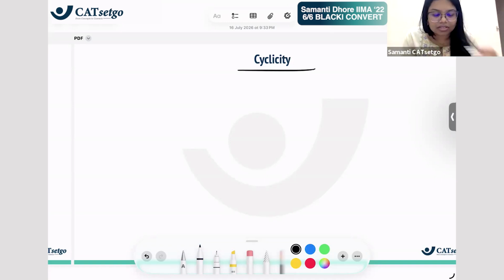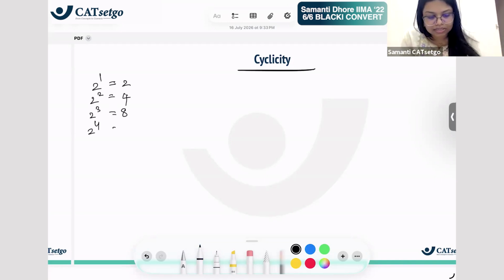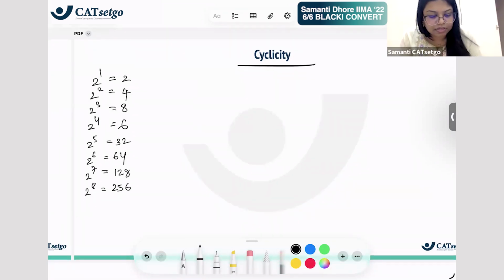Cyclicity basically is a concept which tells us, take the number 2. 2 raised to 1 is 2, 2 raised to 2 is 4, 2 raised to 3 is 8, 2 raised to 4 is 16, 2 raised to 5 is 32, 2 raised to 6 is 64, 2 raised to 7 is 128, 2 raised to 8 is 256, 2 raised to 9 is how much? 512, right? And 2 raised to 10 is?